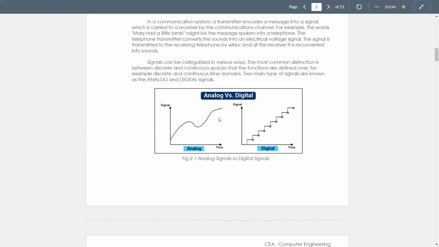Analog usually represents real-world information like sound. As you can see, the sound changes every time: high pitch, low pitch, and there are some levels of the pitch or the volume. While the digital signal is ones or zeros only.